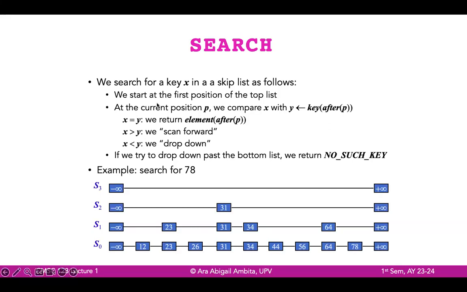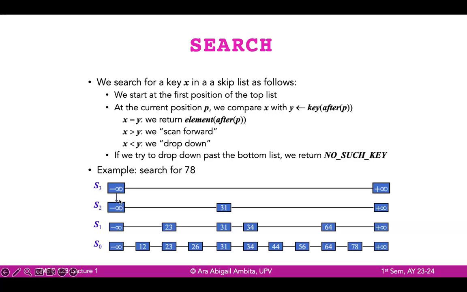As we said earlier, we start at the first position of the top list, which is negative infinity. Now we compare the key 78 with the element after P. The element after P is positive infinity. Now compare: 78 is less than positive infinity. According to our rule, if x is less than y, we drop down. So that means we drop down, and this is our current position now.